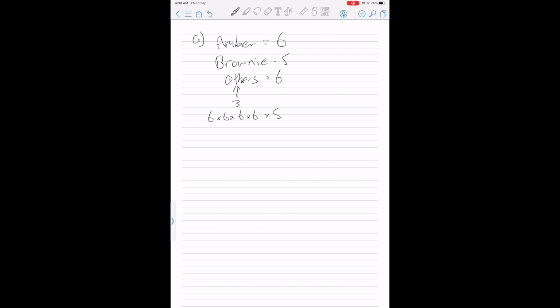So for part A, it specifically says that each pen is large enough to contain 5 sheep. However, Amber and Brownie must not be placed in the same pen. This means that Amber can first go to any of the 6, and then Brownie can go to any of the 5, except because she can't go to the 6th one, which Amber is in. And then the other 4 sheep can go to all 6 again. That's why it's 6 to the power of 4 times 5.